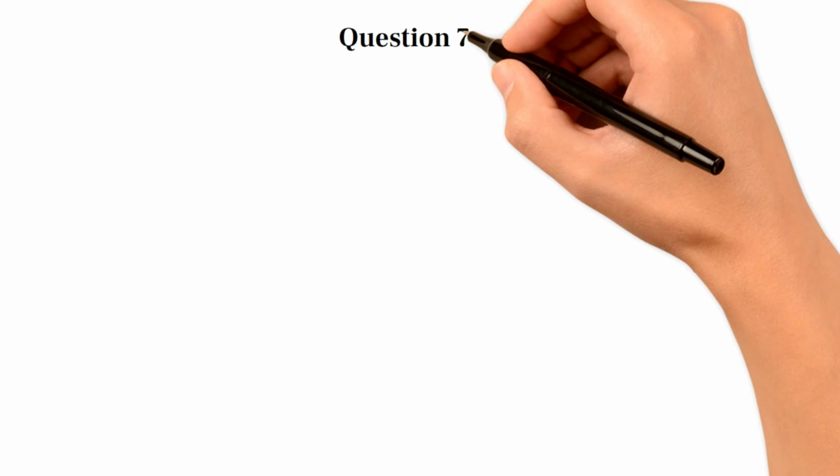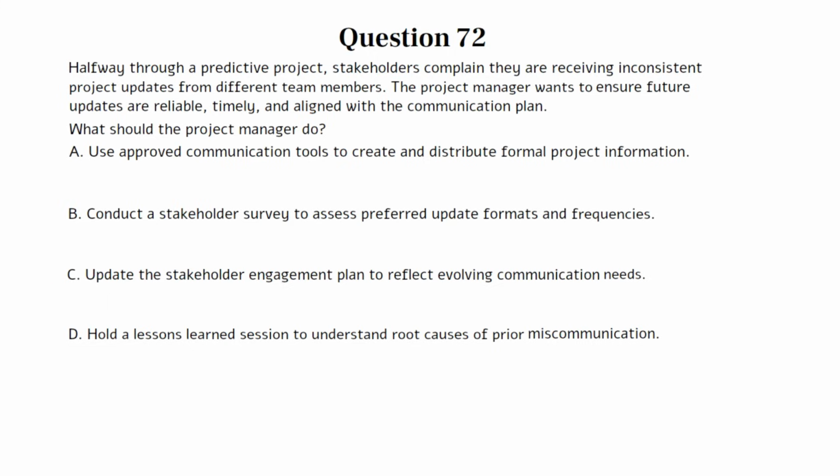Question 72. Halfway through a predictive project, stakeholders complain they are receiving inconsistent project updates from different team members. The project manager wants to ensure future updates are reliable, timely, and aligned with the communication plan. What should the project manager do? A. Use approved communication tools to create and distribute formal project information. B. Conduct a stakeholder survey to assess preferred update formats and frequencies.